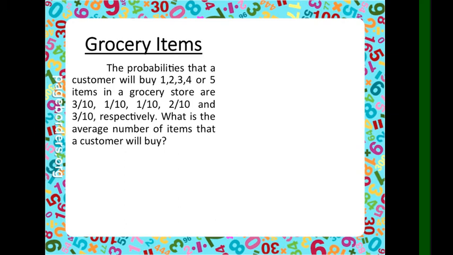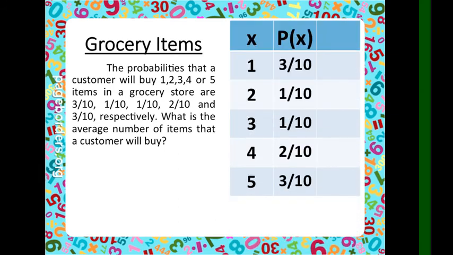So ngayon, let's first construct a table. So we have this one. We get these numbers from the problem. We have 1, 2, 3, 4, 5, and 3 over 10, 1 over 10, 1 over 10, 2 over 10, and 3 over 10 respectively. So first thing to do is we will multiply x and p of x.